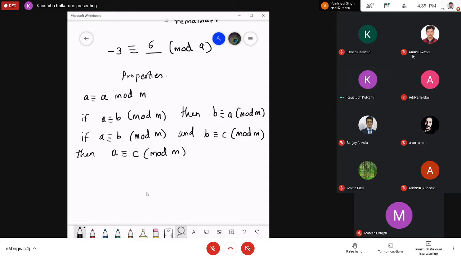Then next thing is, okay, this is interesting. Excuse me, sir. Yes. Sir, after you finish these properties, can you re-explain that example above, -3, 1? Okay. Okay.